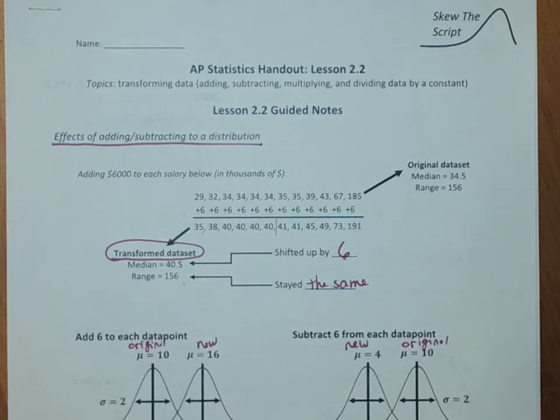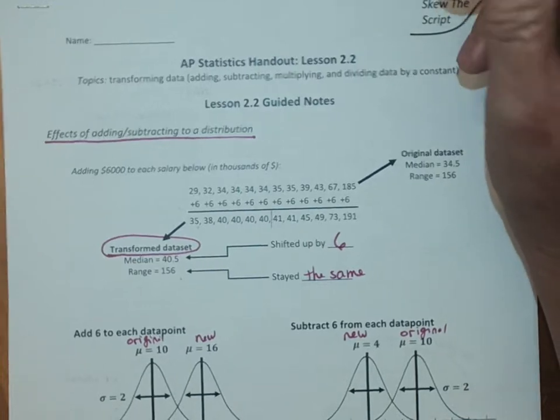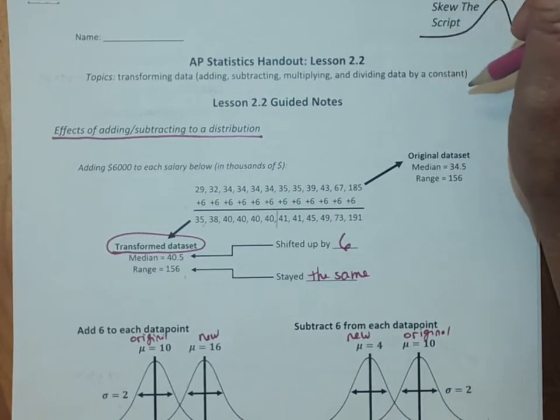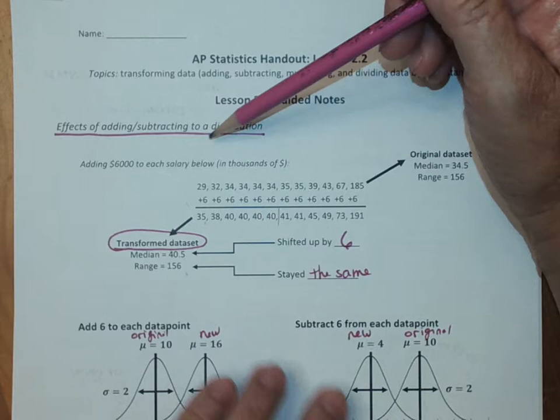Okay, welcome. We're going to be covering our section 2.2 in the textbook. We'll be talking about transforming data by adding, subtracting, multiplying, and dividing each data point by a constant and looking at the effects of that. So let's first look at adding and subtracting.